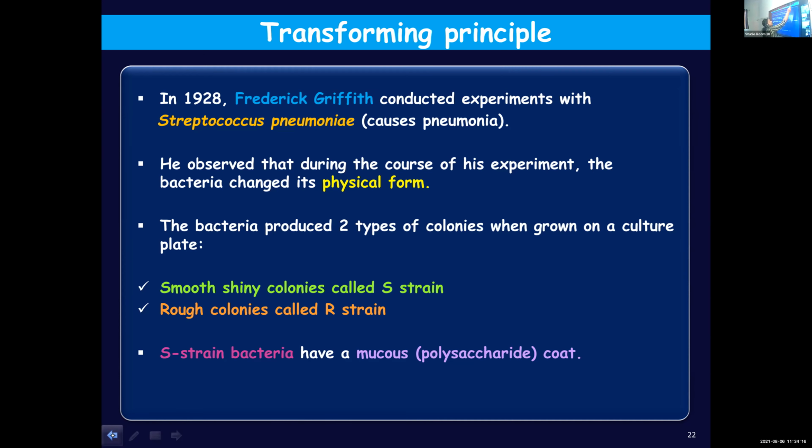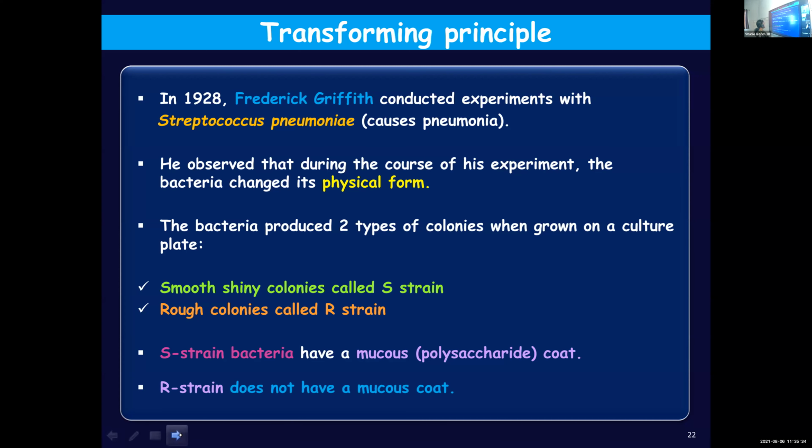He conducted experiments with the bacteria Streptococcus pneumoniae, and these bacteria cause pneumonia. As he was carrying out the experiment, he found that the bacteria changed its physical form. And he could observe 2 types of bacterial colonies being formed. One he called S strain because it had a polysaccharide coat. And the other he called rough colony, or R strain, because this mucus coating or polysaccharide coating was absent there.